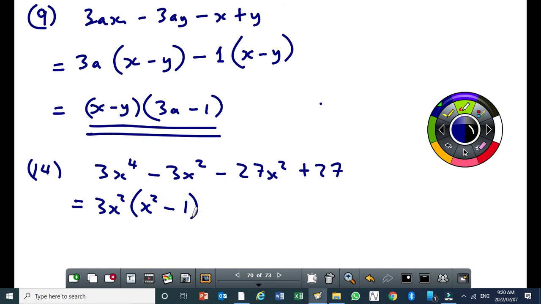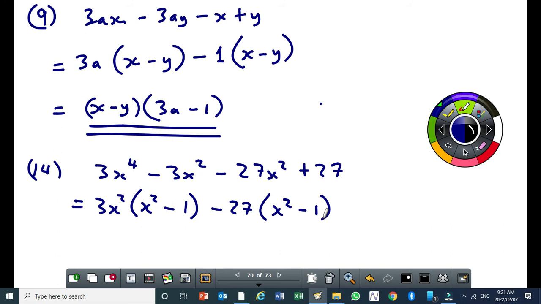Okay? Once I create this binomial factor x squared minus 1, I also need to create it between the last two terms. So that will be minus 27 times x squared minus 1. Now, you need to be very careful when you've got a complex question, because sometimes it can be factorized in more than one way, but among those ways there is only one best way of factorizing.